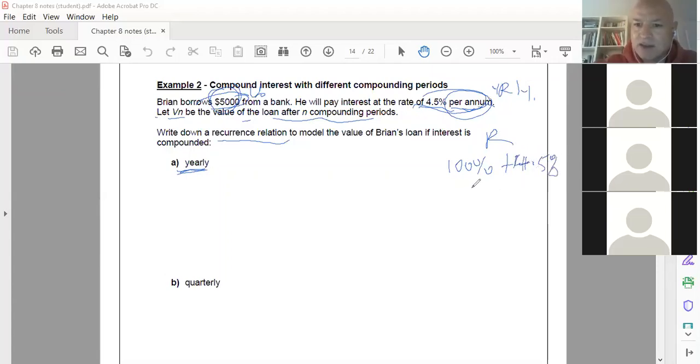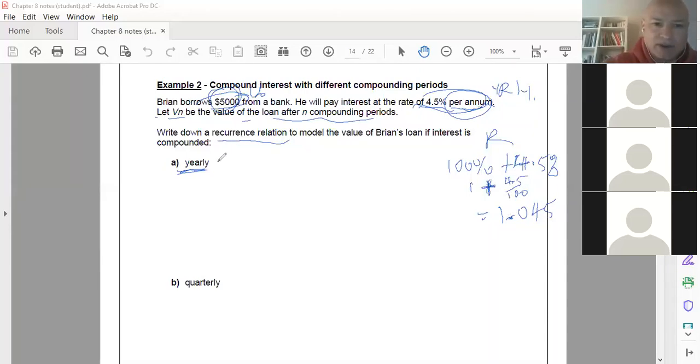4.5%. So this will be 1 plus 4.5 divided by 100, which equals 1 plus 0.045. I'll just write it as final, 1.045. Okay, so 4.5 divided by 100 will give me 0.045 plus the 1 will give me 1.045. Any questions there?